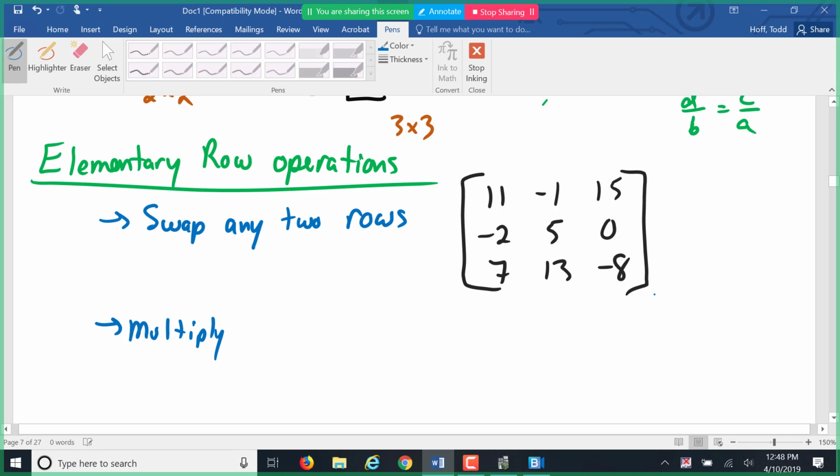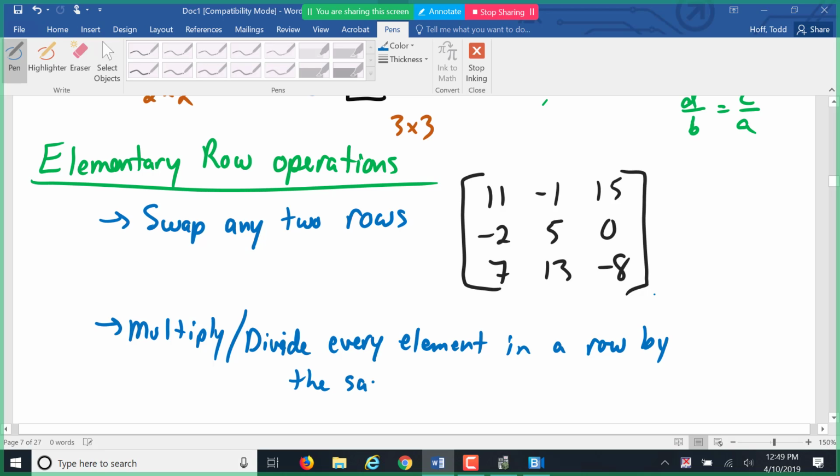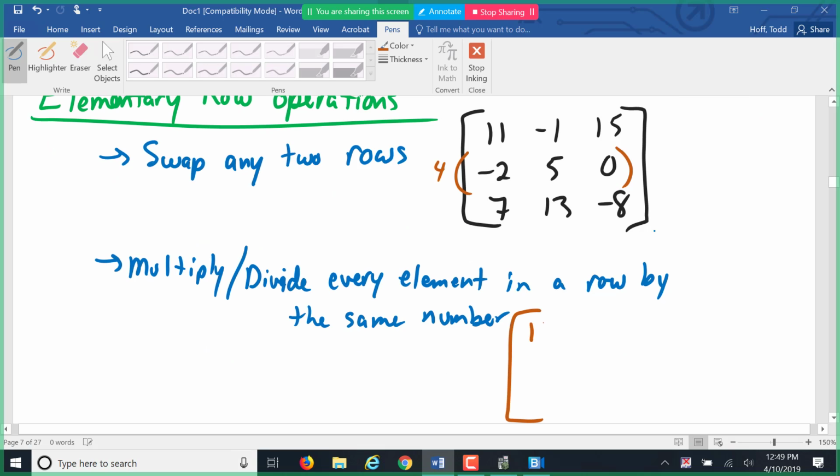Just like we could with our systems of equations, we could multiply or divide every element in a row by the same number. So what would that mean? Well, that means we could go up to a matrix like this. We could pick a row. Let's pick the second row. Let's multiply every element in it by 4. So that's going to give us this matrix. The top row stays the same. The second row is multiplied by 4. So 4 times negative 2 is negative 8. 4 times 5 is 20. 4 times 0 is still 0. And of course, the bottom row still stays the same.